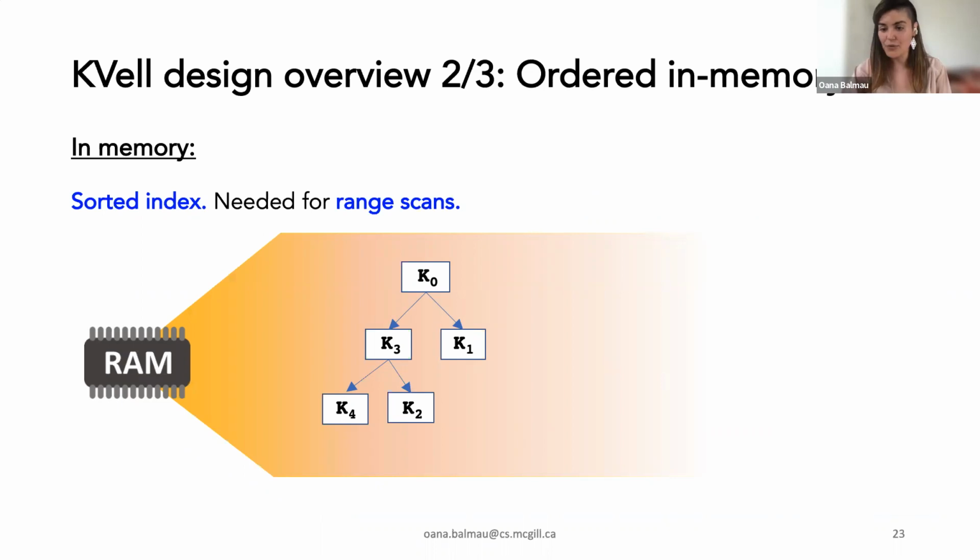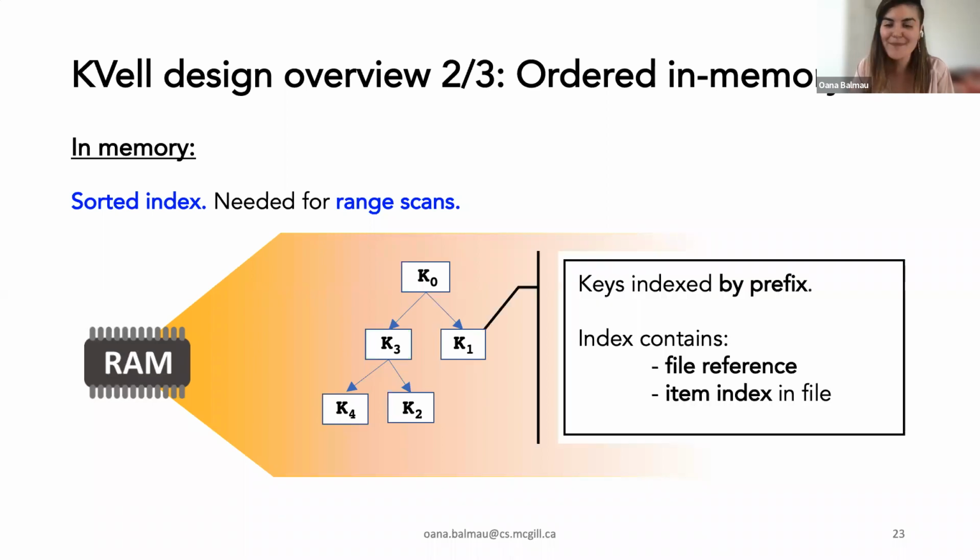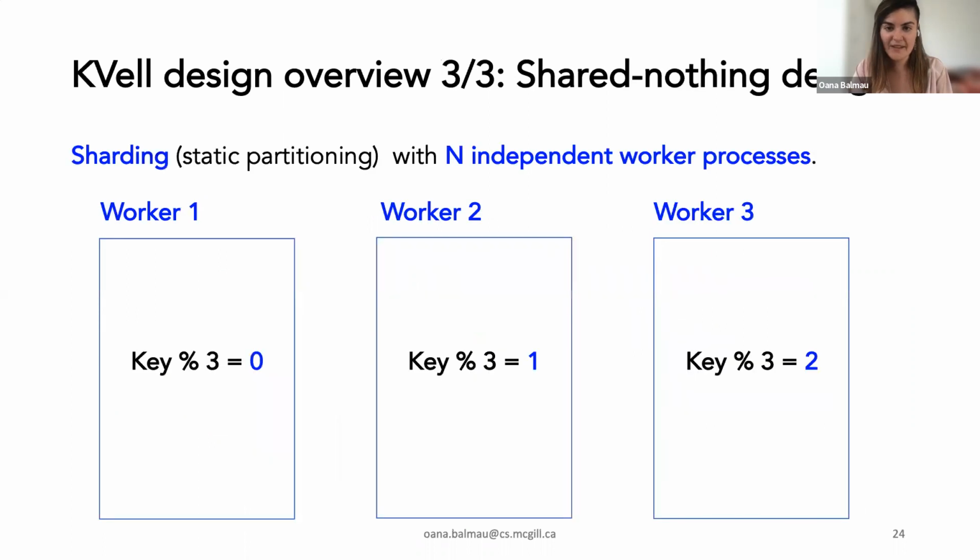So we would need to do a sweep through the dataset and recreate this index. The index is a tree. It's a concurrent tree, though it doesn't really matter that it's concurrent because we shard, where keys are indexed by prefix, and each index entry contains a reference to the file and the index of the element inside the file.